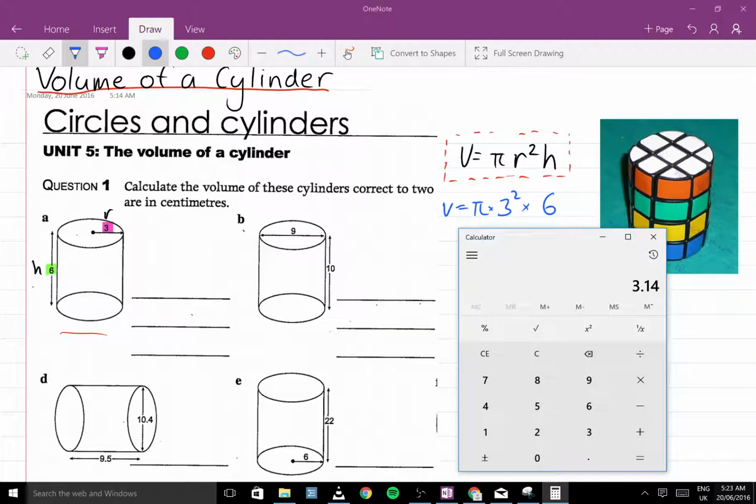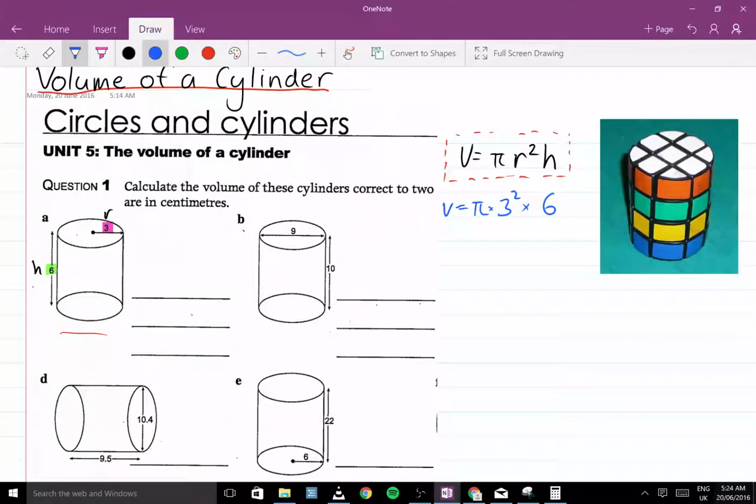So I've done the pi, now I need to do the 3, so I'm going to go times 3, but it's got a little squared up the top, so I'm going to have to times it by 3 again, and then times 6 equals 169.56. So that number I'm just going to write as my answer. V equals 169.56. Just check that that's right. Yep, cool. And I can't forget my units.